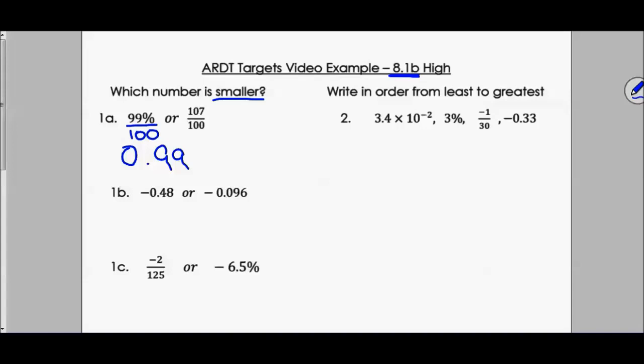Fractions are very easy to change to decimals. We just divide. It's really just a division problem. 107 divided by 100 is 1.07. We're looking for the smaller one. One of those is bigger than 1. One of those is smaller than 1. 0 point something means that's a decimal smaller than 1. 1 point something means that's a little bit bigger than 1, so the smaller one has to be the one that's smaller than 1.